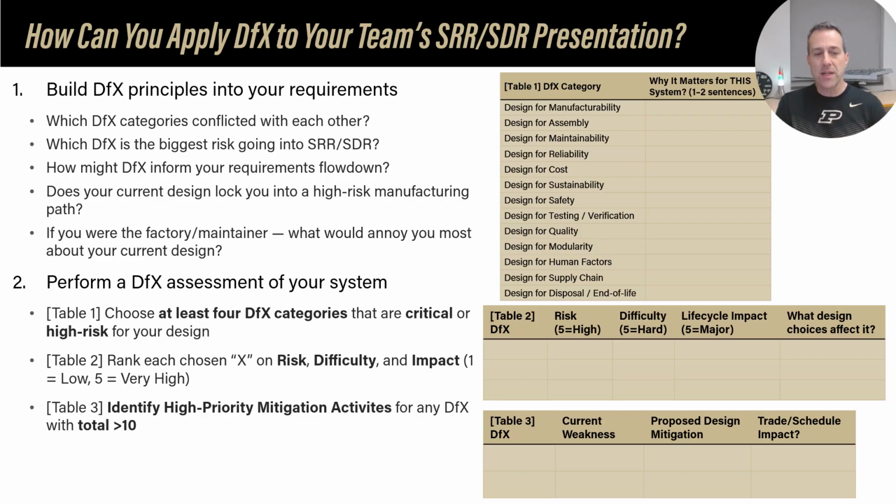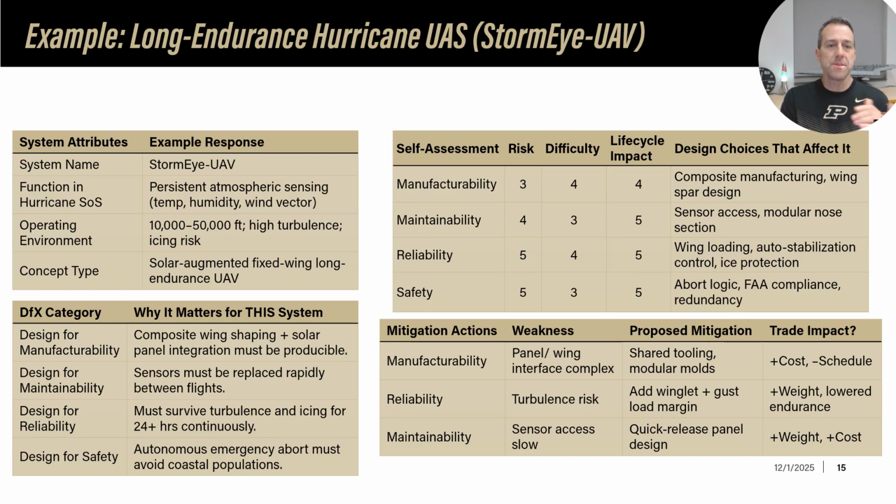Then this table 2 here says, now you start ranking on 3 subjective factors: risk, difficulty, and impact of each of them. And then you identify the high priority ones based on it adding up to 10 of the risk, difficulty, and life cycle impact. And you say, here's where the weakness is, here's a potential design mitigation, and here's what I'm going to do about it. So this could be a way you approach this if you want. I want to show you a couple examples.